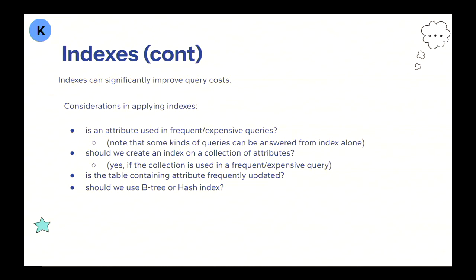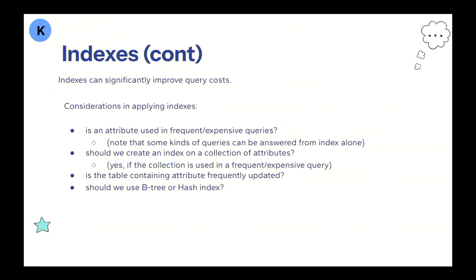The second thing here is, should we create an index on a collection of attributes? Because we need to decide the collection of attributes we want to use. And the third one here is, is the table containing the attribute frequently updated? If so, we should be careful, because an index will slow down updates sometimes. So that's why it's not always good.